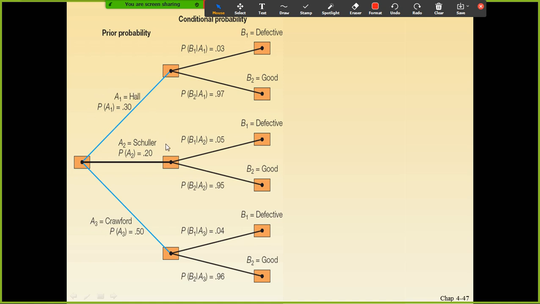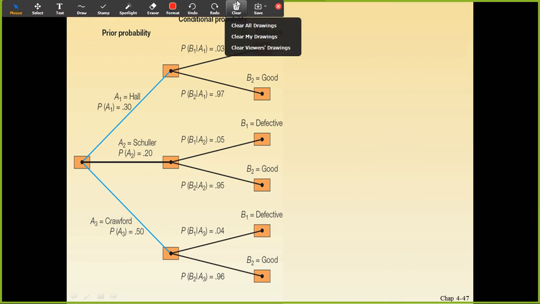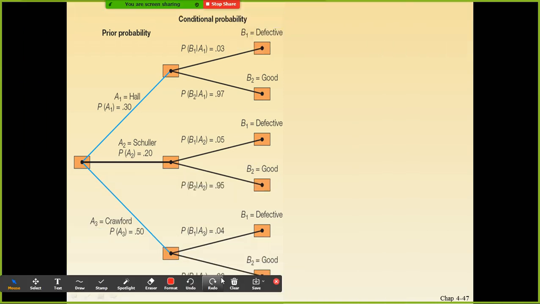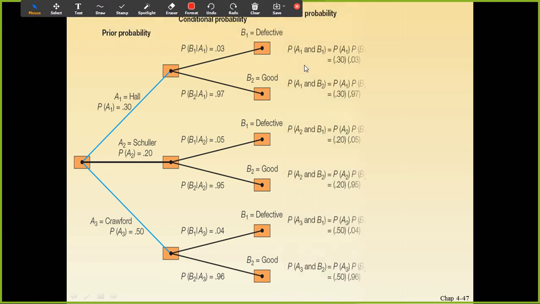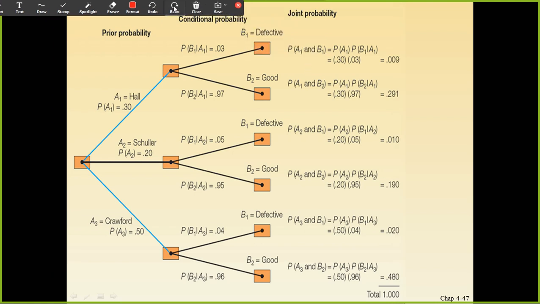That's why we have prior probability, we have conditional probability. When we multiply these two probabilities together, we get a joint probability.